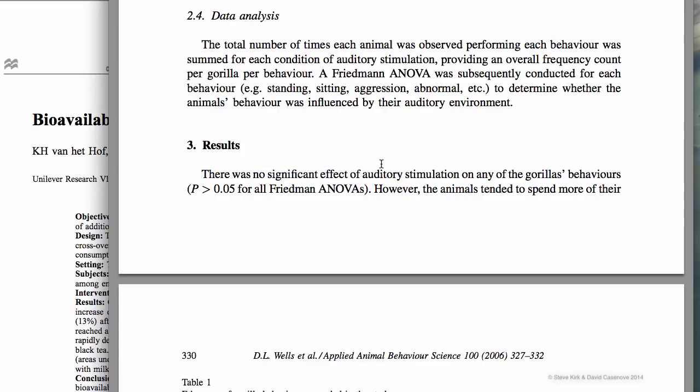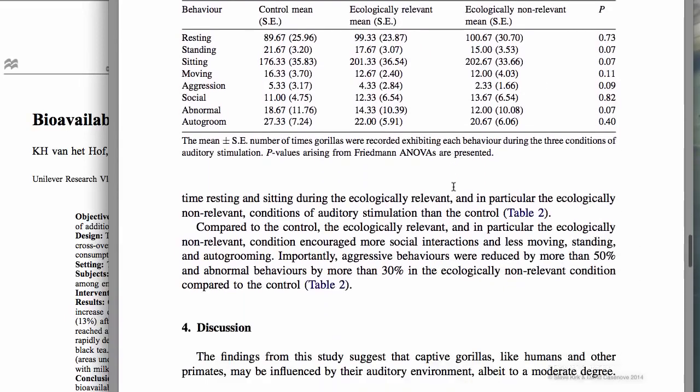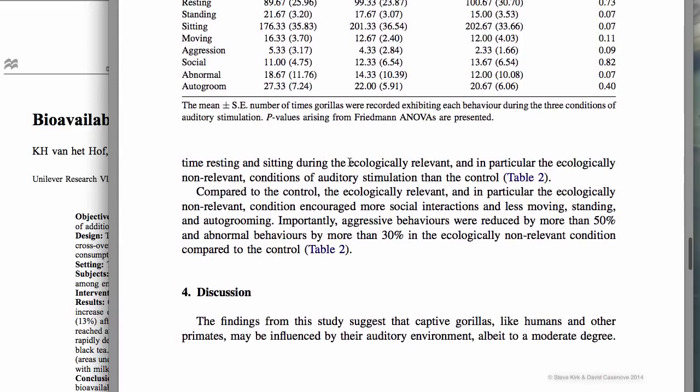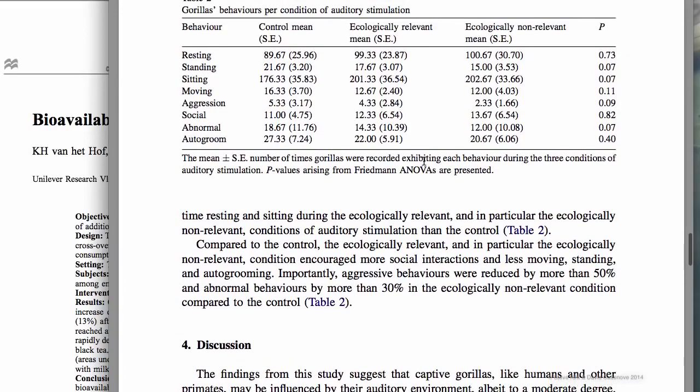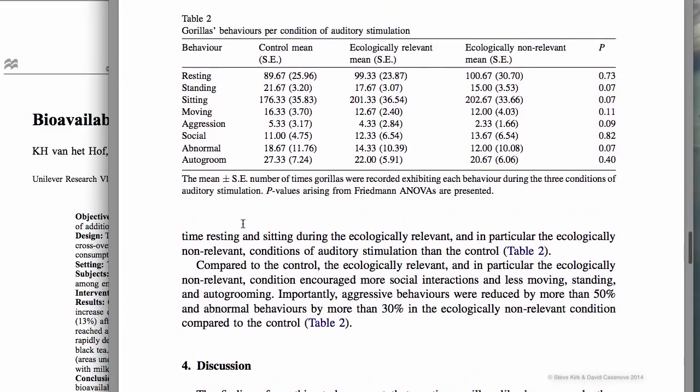In fact, they explain the main trends of all 8 behaviors that are included in the study. So here we see the animals tended to spend more of their time resting and sitting during the ecologically relevant, and in particular the ecologically non-relevant conditions. So all 8 of these behaviors that are shown in the table are mentioned in the sentence, basically explaining what the differences are.